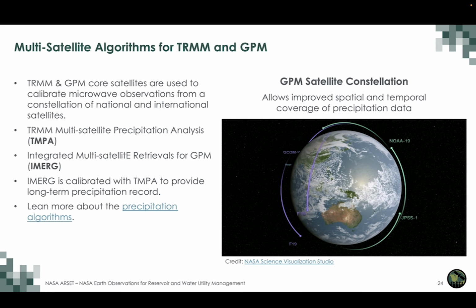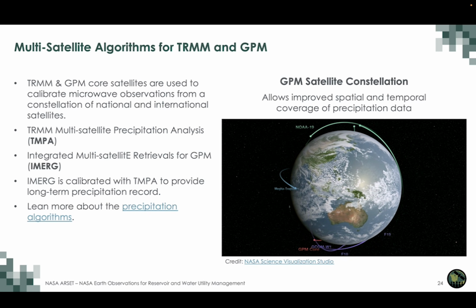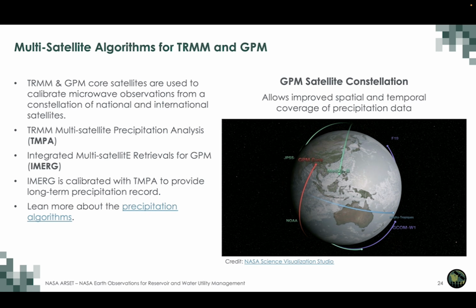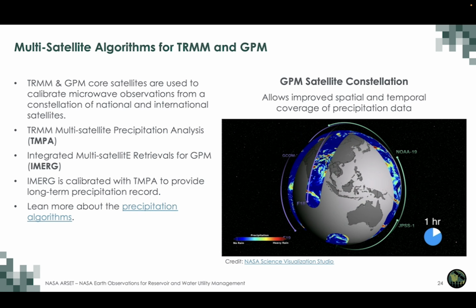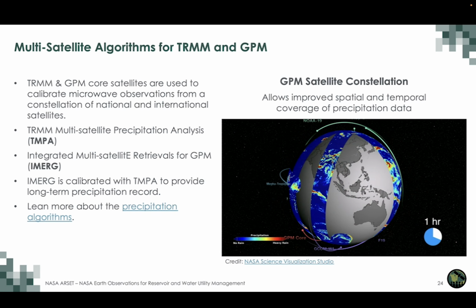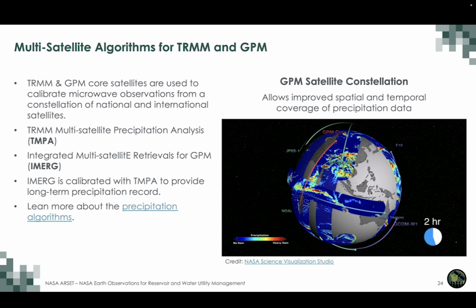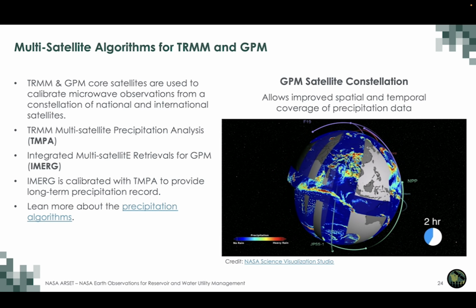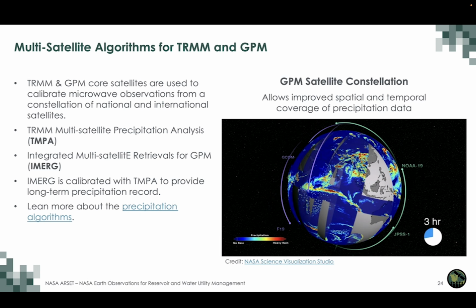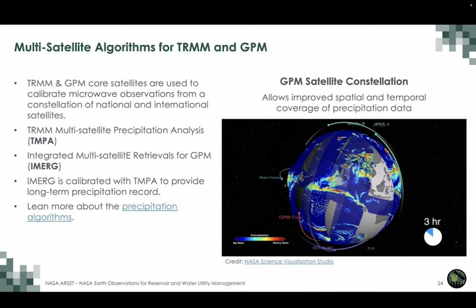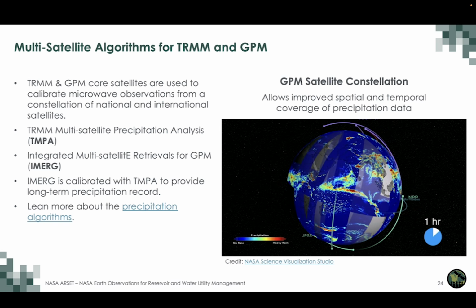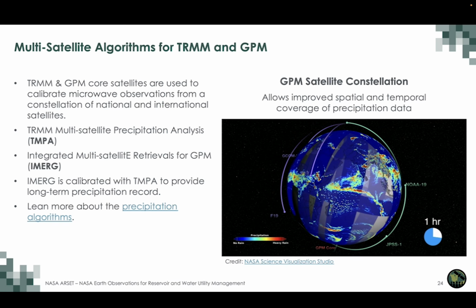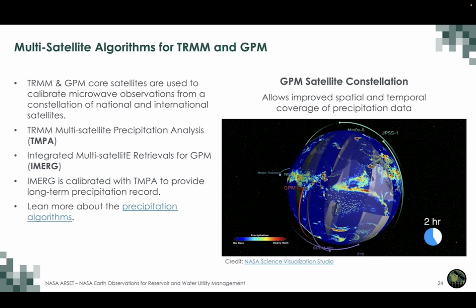Now let us look at how these missions generate the data. The TRIM and GPM core satellites do not operate alone. They actually serve as a reference standard to calibrate microwave observations from a broad constellation of national and international satellites. As you can see in the visualization on the right, leveraging multiple satellites gives us significantly improved spatial and temporal coverage. This means more frequent data updates and fewer blind spots over our watersheds.